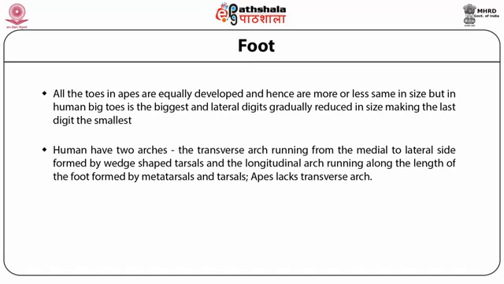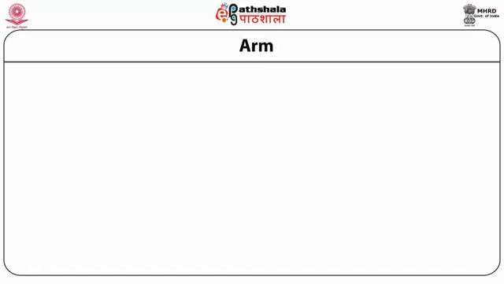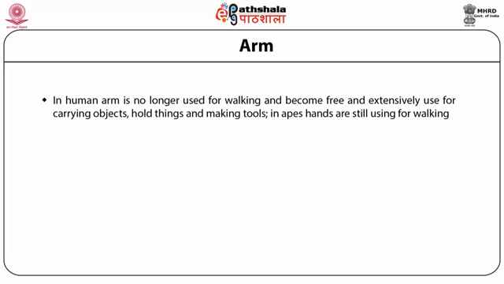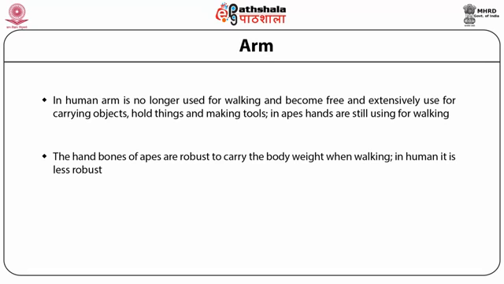Apes lack the transverse arch. Now let's discuss the comparative anatomy of the arms of man and apes. Unlike in apes, the human arm is no longer used for walking. It becomes free and is extensively used for carrying objects, holding things and making tools. In apes, the hands are still used for walking. This makes the hand bones of apes robust to carry the body weight when walking.